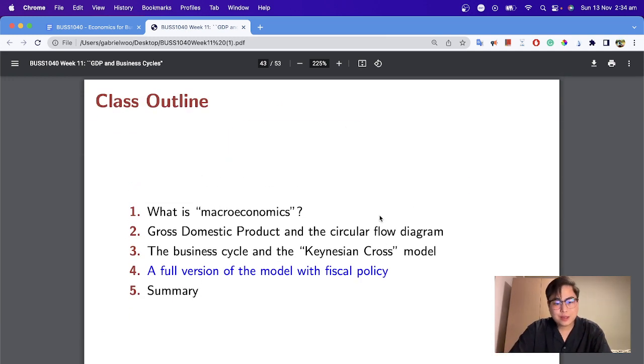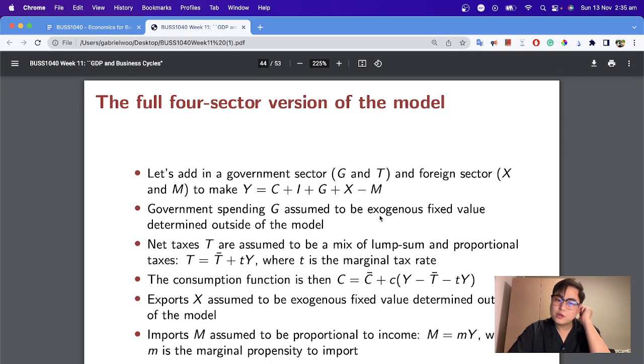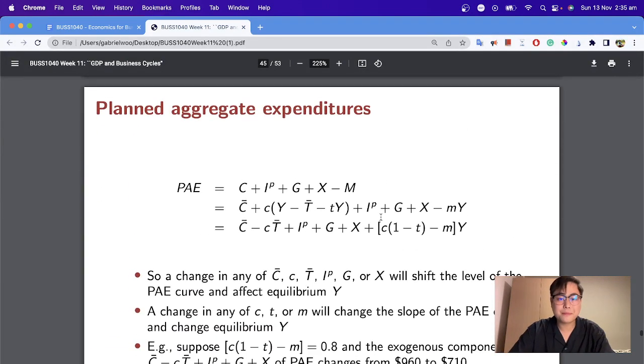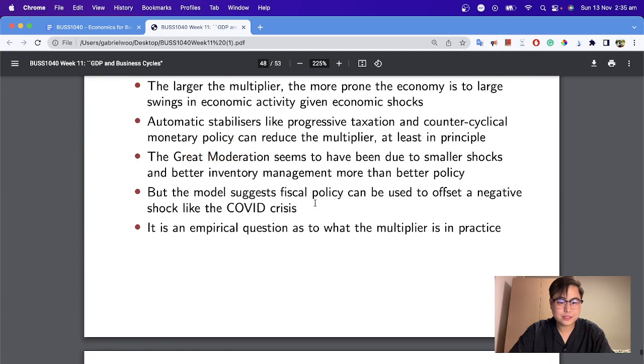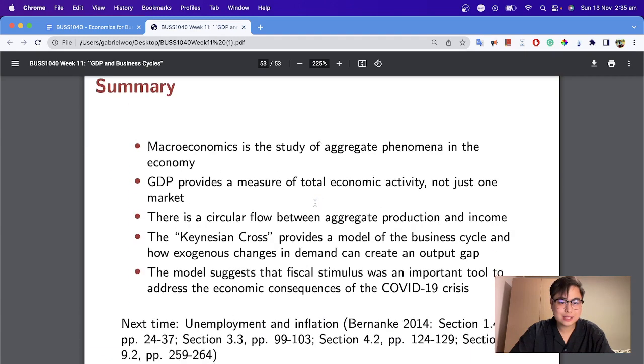Okay. Then we want to talk about a version of the fiscal policies. So we then talk about the government sector, the foreign sector, government spending. So these are all different sections that go into planned aggregate expenditure. And the multiplier, substantiation, stock market, and Keynesian cross overview.